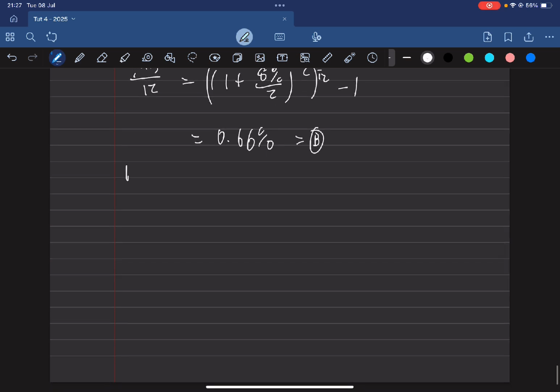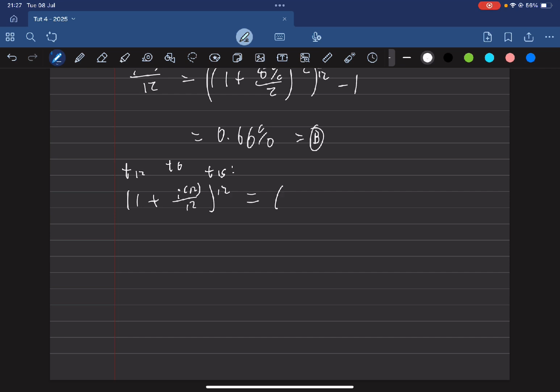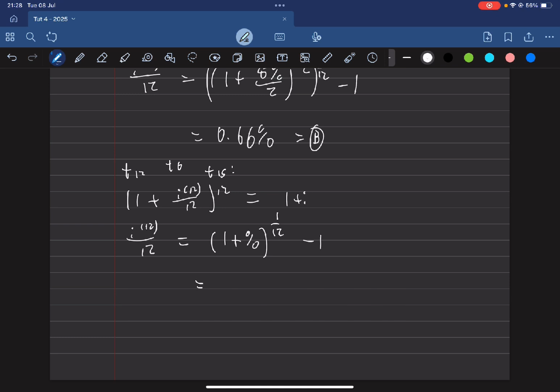Now we just need to do this interest rate to monthly, and it's effective. Okay, so time 12 to time 15, we have 1 plus I12 over 12 to the power of 12 equals 1 plus I. We just have effective, so it's just 1 plus I. Okay, let's solve for the effective monthly interest rate. That's going to be equal to 1 plus 8% to the power of 1 over 12 minus 1, which simplifies to 0.64%. And I'm going to store that in my calculator as C.